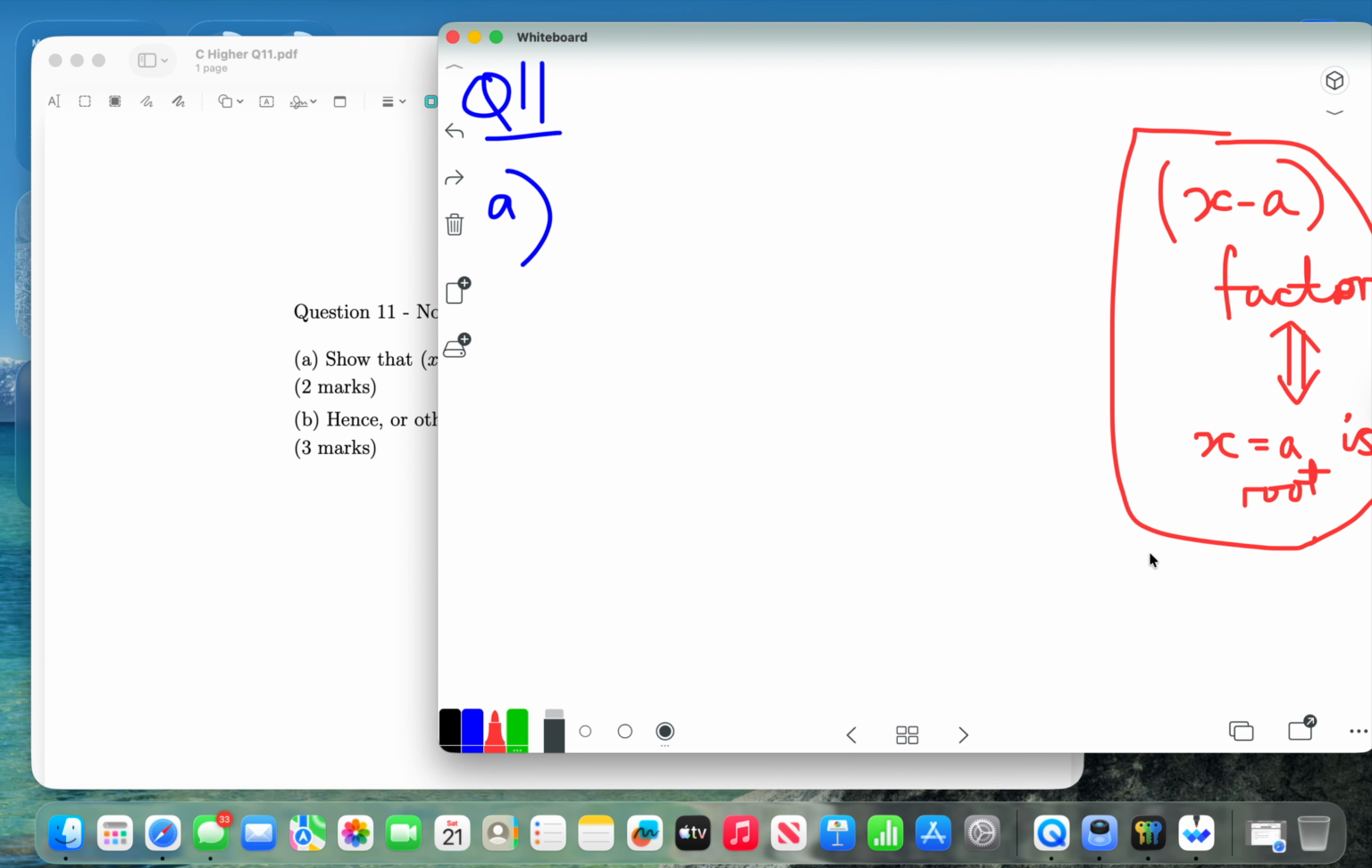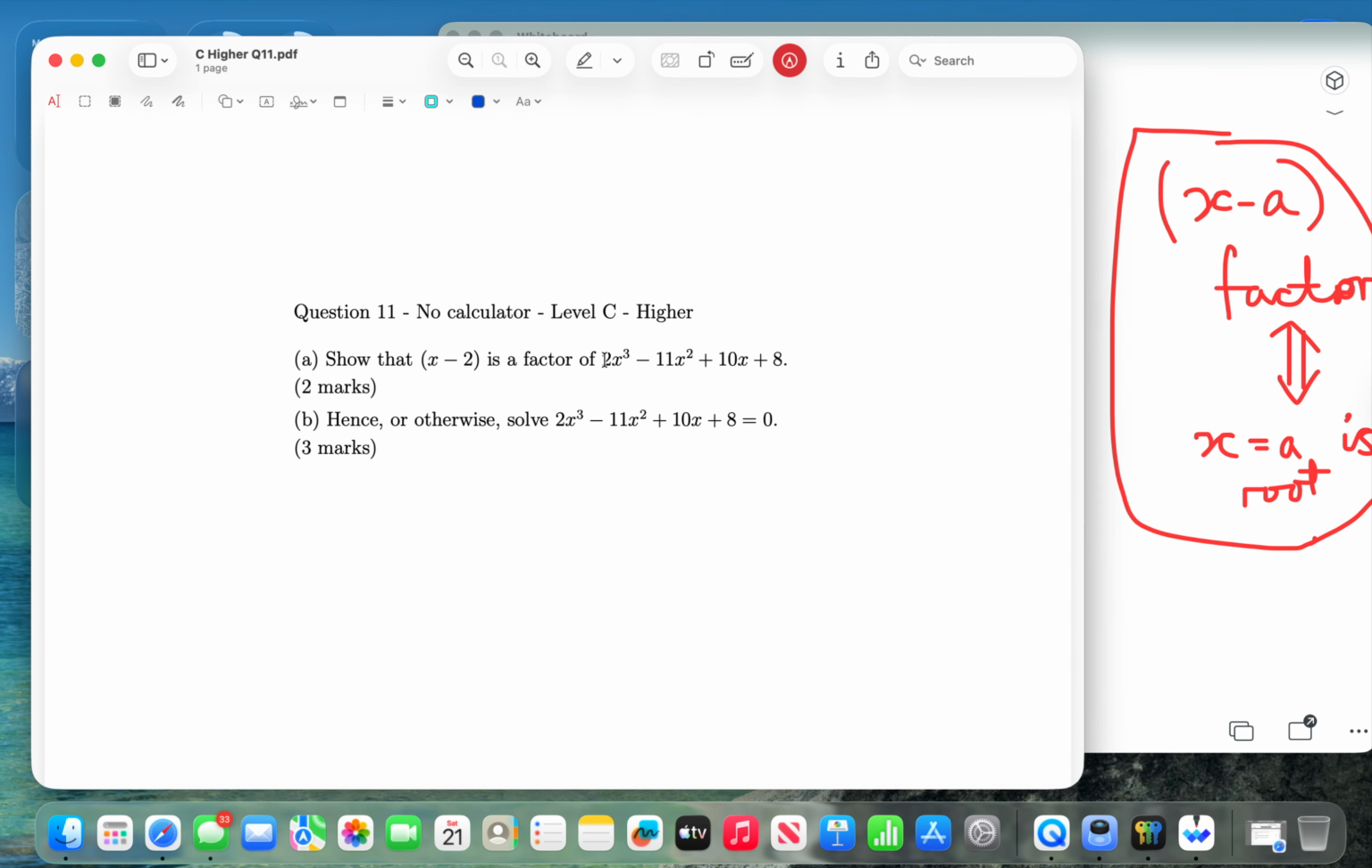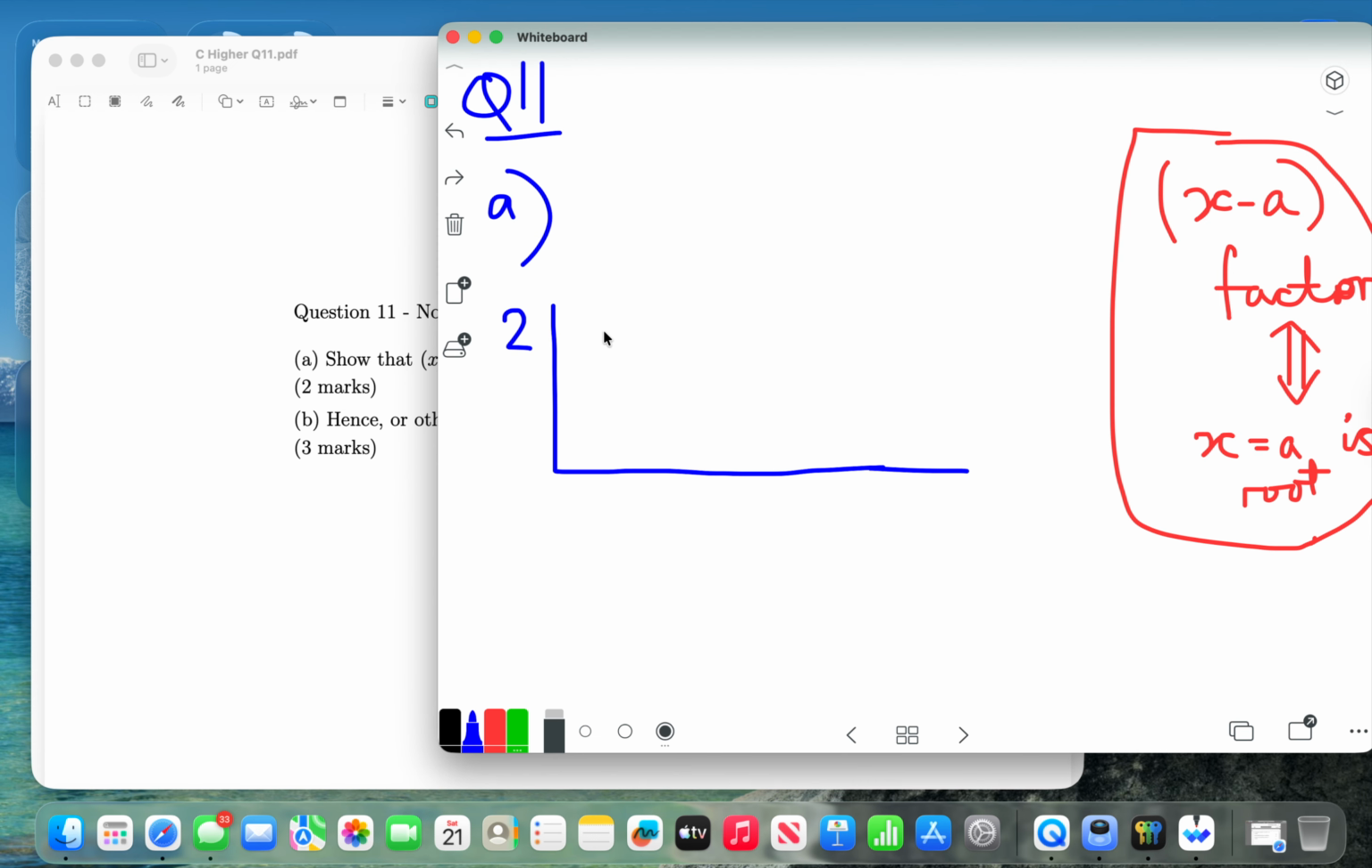So what we want to do is write the coefficients 2, minus 11, 10 and 8. And there's an algorithm that you have to do. I understand, again, this is the more difficult method, but if you bear with it in section A, it makes section B so much easier.